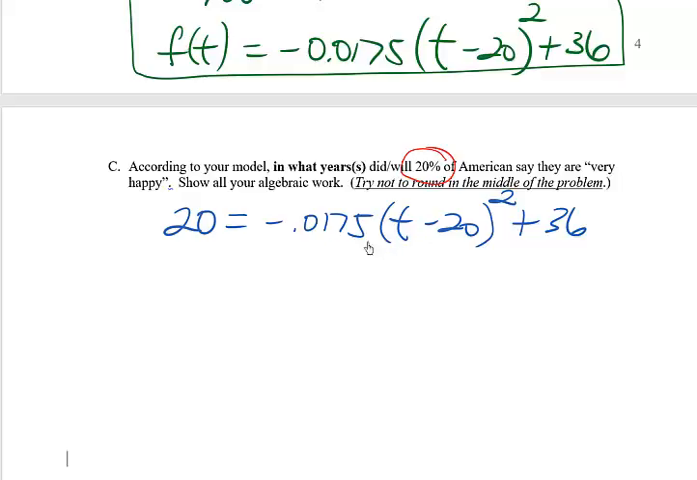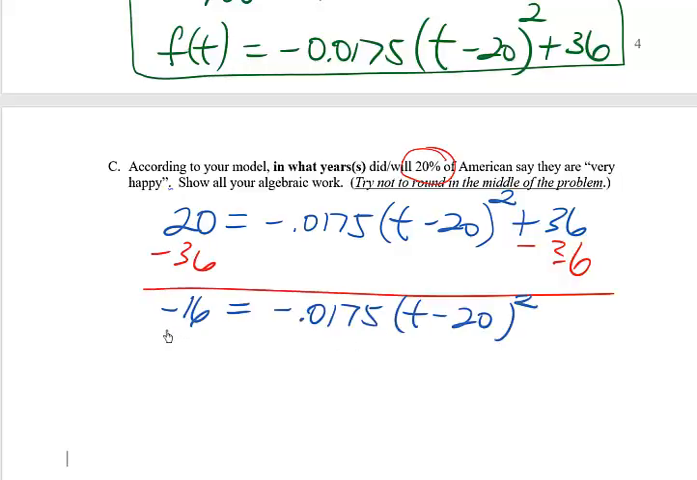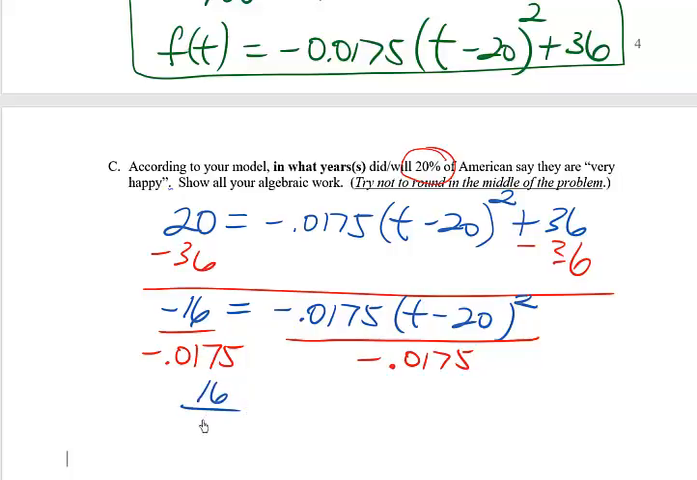Now this is a little bit uglier with the decimals. I want to make sure I don't do any rounding in the middle of the problem. Step one of the method is isolate the base and the power. This (t minus 20) squared needs to be by itself. So basic algebra steps, right? Subtract 36 from each side and divide both sides by that decimal coefficient. On the left, I'm sure that's not a nice answer and I don't want to do any rounding in the middle, so I'll just leave it. I can at least cancel out the negative signs. And on the right, I now just have the base and the power, the (t minus 20) squared.